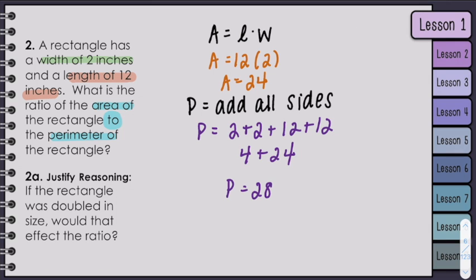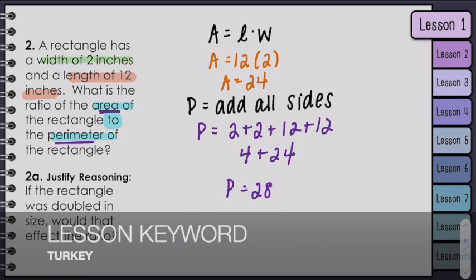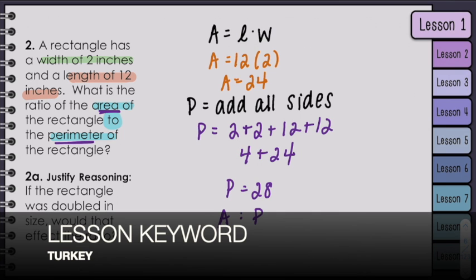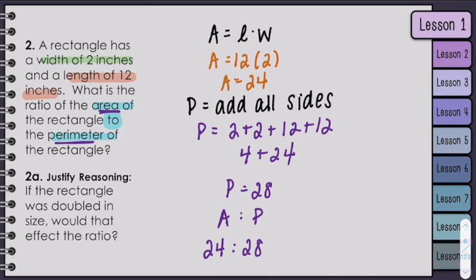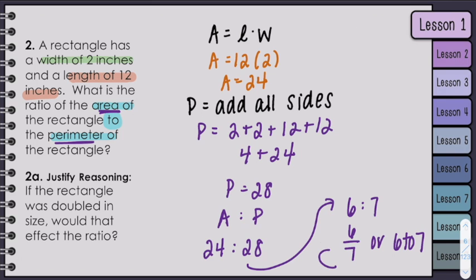So now we have to write the area to the perimeter. Area to the perimeter. So area is 24 to 28. But you can simplify that and it becomes 6 to 7. Right? 6 over 7. Or you can write it 6 to 7. That's your ratio.